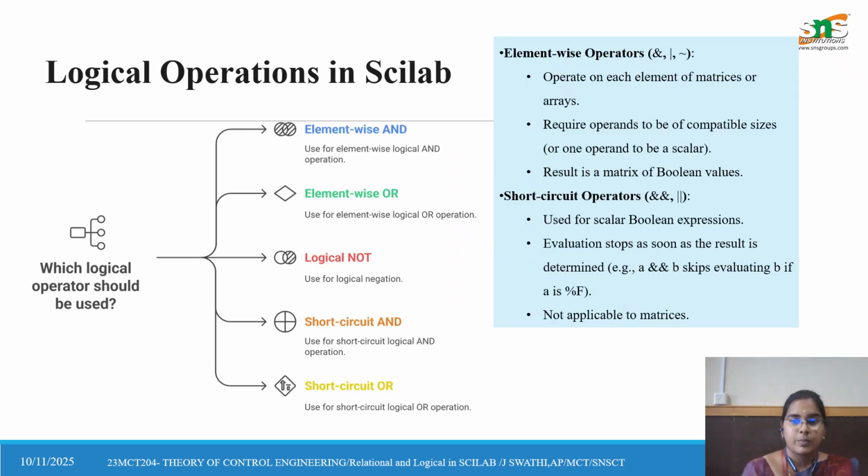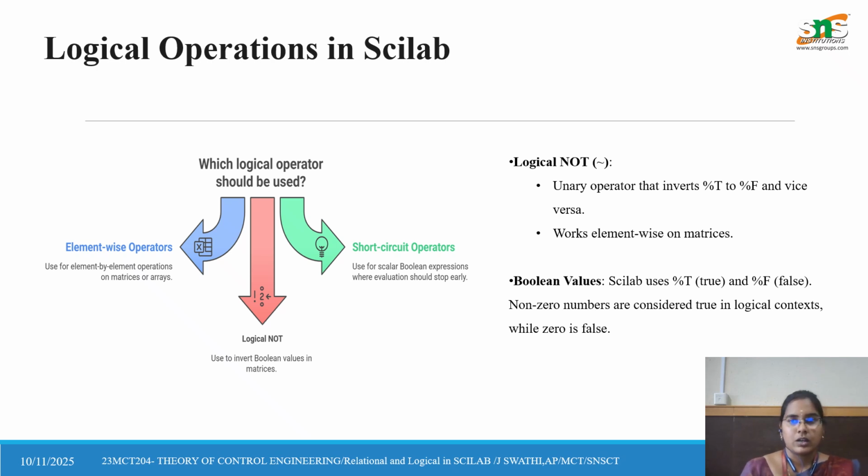Coming to the logical operations. So relational operations we are clear on; we have to understand the symbol meanings and their conditions. Next is logical operations, where we can perform and, or, logical not, short circuit and, and short circuit or. Basically we will be using and, or, not. We have element-wise operators, that is and, or, not, and for short circuit we have double and, double or. Logical not is given by the approximate symbol, and for boolean values we can also use true or false.